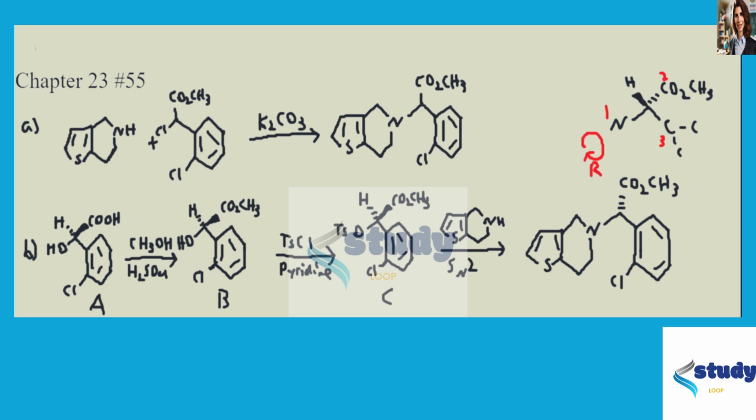However, as I said, because we have the hydrogen on the wedge here, we're going to have to take the opposite of that. And so this enantiomer is the S enantiomer. So it's the S configuration. Okay. And so that is the answer to chapter 23, problem number 55.